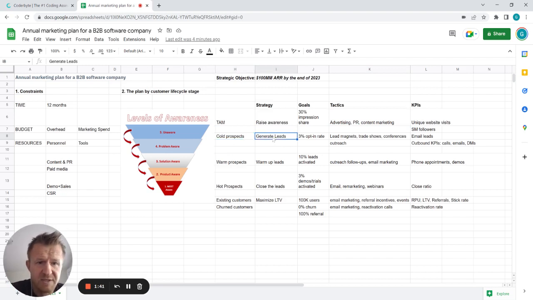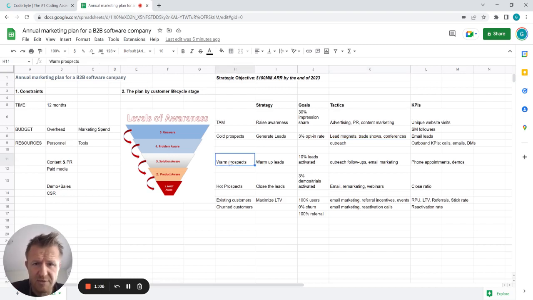Next, we got our cold prospects, and the strategy here is to generate leads. It's turning those clicks and website visits and followers into actual leads. I'm going to conservatively estimate, let's say, a 3% opt-in ratio of visitors to leads. Tactics will be using lead magnets, as well as physical trade shows, conferences, and outreach, calls, DMs, and KPIs will be the leads and the KPIs for outbound calls, emails, like how many emails were sent, what's the calls per rep per day, things like that, and then response metrics.